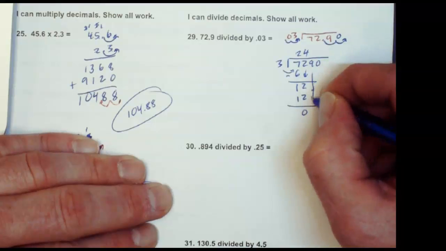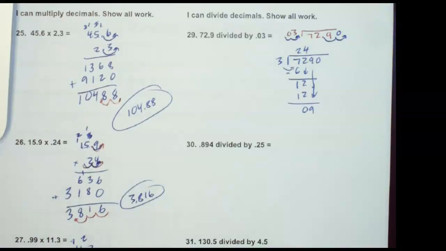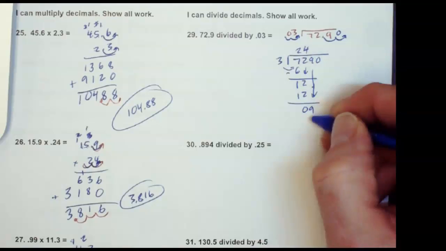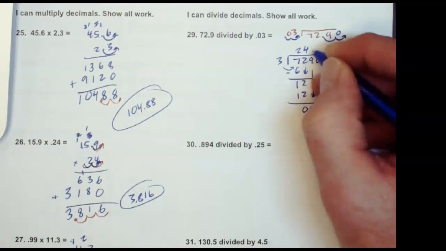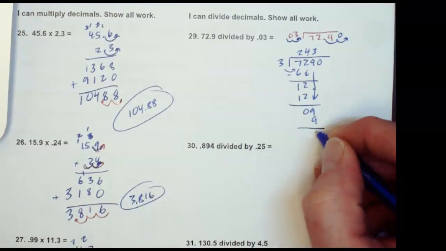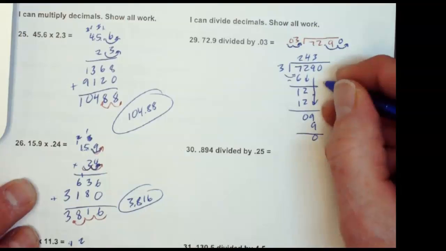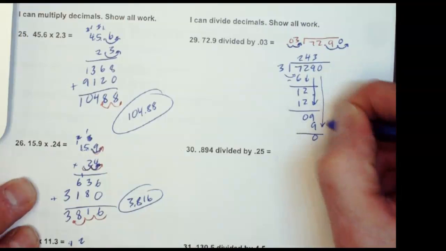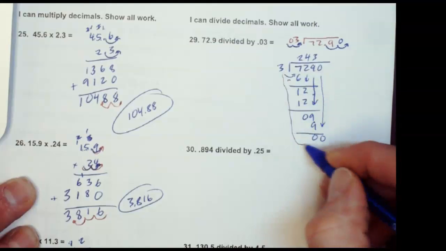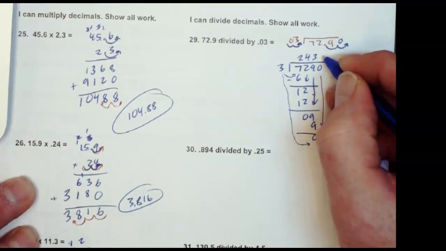3 doesn't go into 0, but I can bring the 9 down. 3 goes into 9 3 times. So 3 times 3 is 9. Again, I can subtract that out, and I've got 0. All right, so 3 doesn't go into that 0, but I can bring down another 0. Now I have to think about this. How many times does 3 go into 0? It goes in there 0 times.